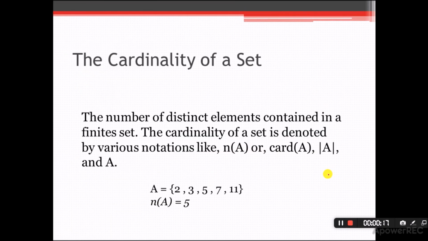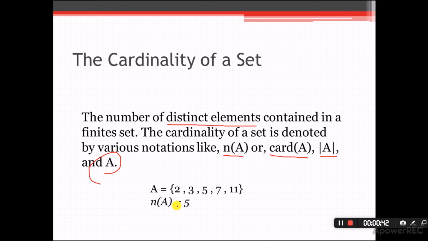The cardinality of a set. I guess you have encountered this word, cardinality. Cardinality is the same thing as the number of elements in a set, the number of distinct elements contained in a finite set. The cardinality of a set is denoted by various notations like n(A), or cardinality of A, or the absolute value of A, or just |A|.